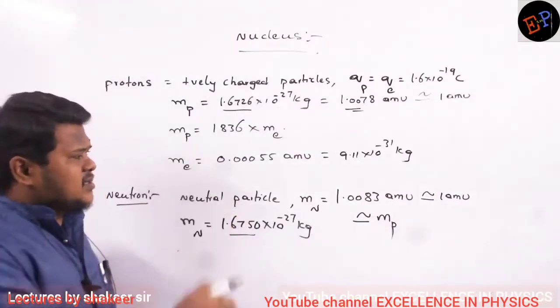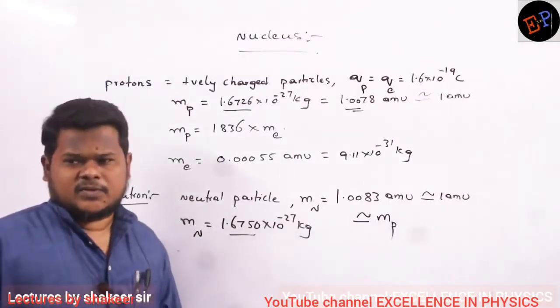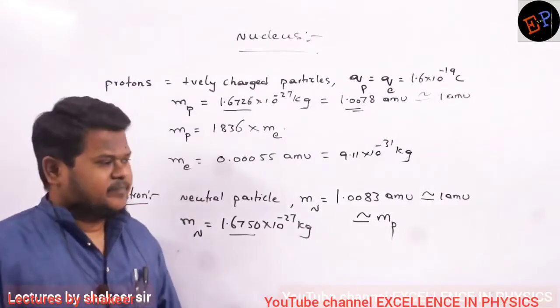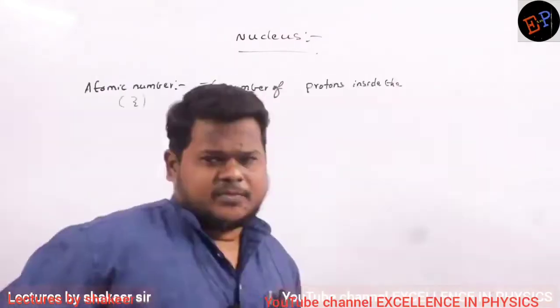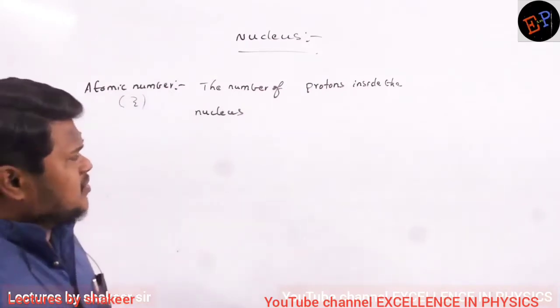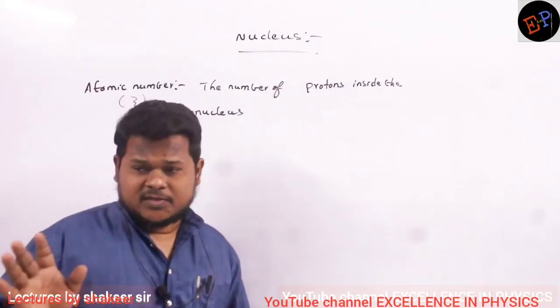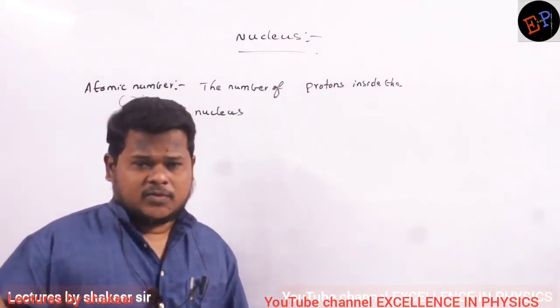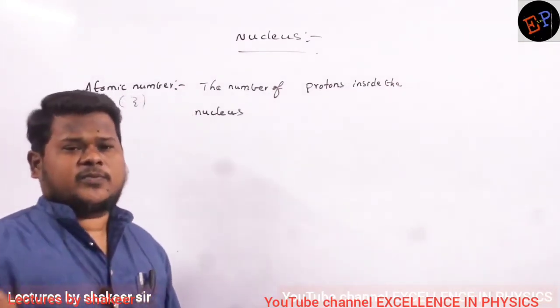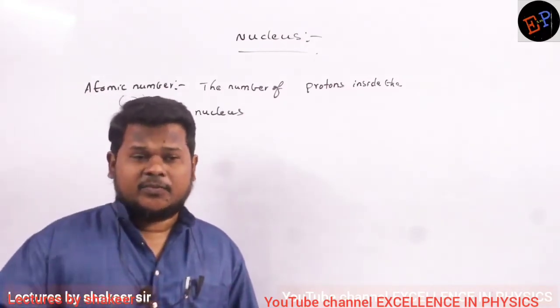So these are the particles present inside the nucleus, proton as well as neutron. Make a note here. What is meant by atomic number? The number of protons present inside the nucleus. It is not the mass of protons. Atomic number, or proton number, is just the number of protons. How many protons are present: 2 protons, 3 protons, 20, 30, 40. How many protons are there?